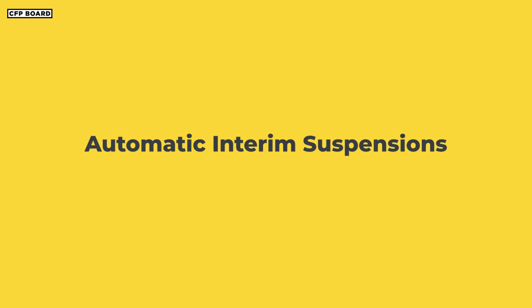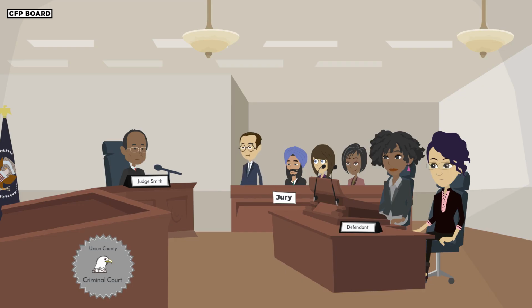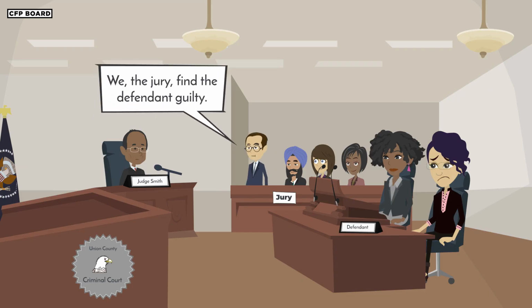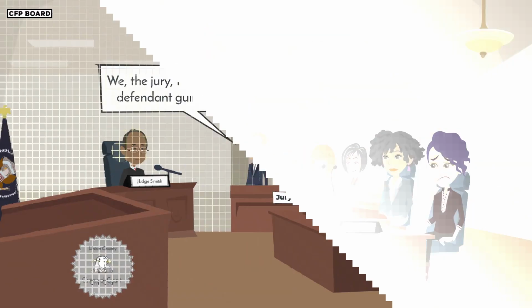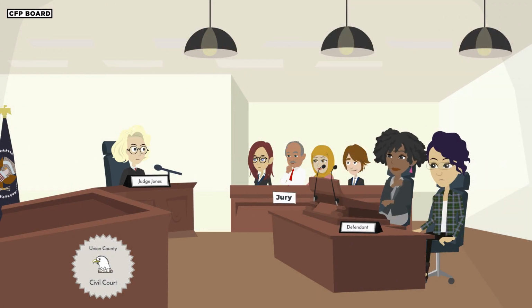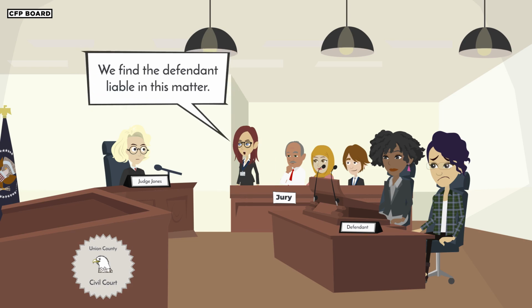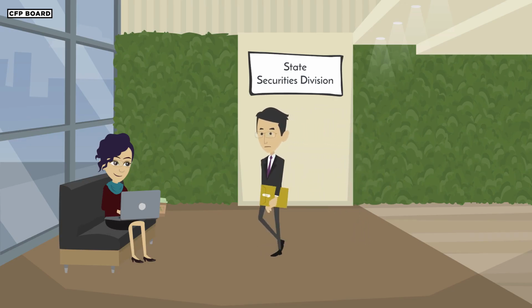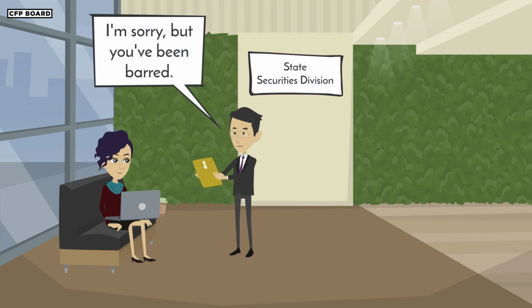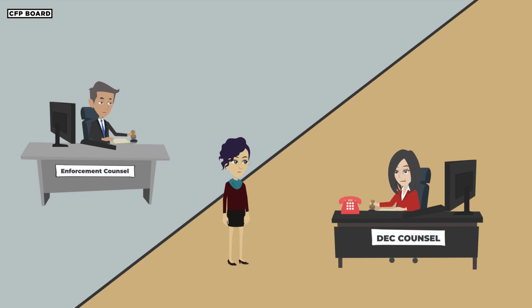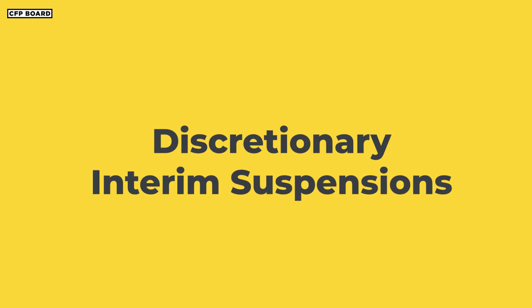An automatic interim suspension may be used for serious felony or misdemeanor criminal convictions, as well as a civil finding involving fraud, theft, misrepresentation, or other dishonest conduct, or professional discipline resulting in a bar or other equivalent sanction. Automatic interim suspensions happen without action by a hearing panel or the DEC. Discretionary interim suspensions are somewhat different.